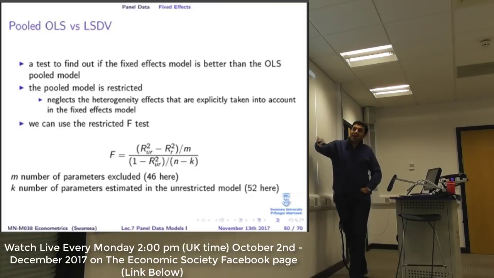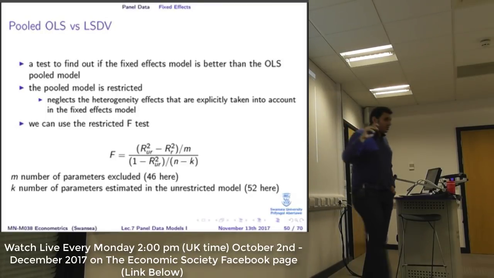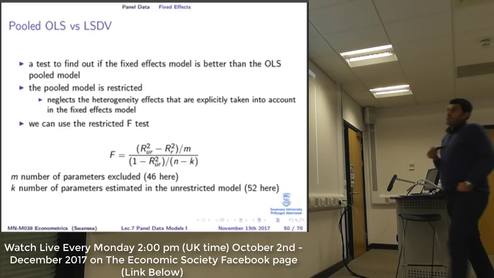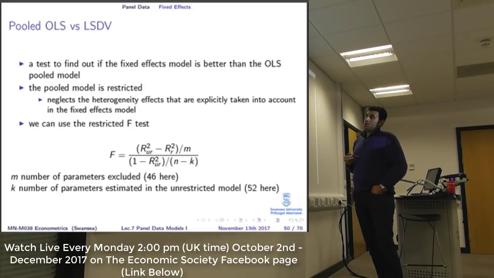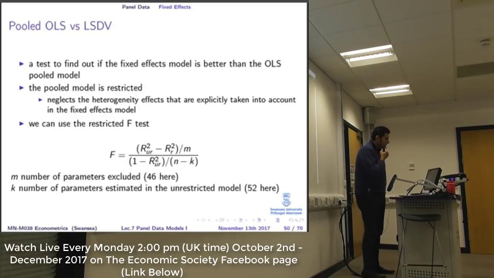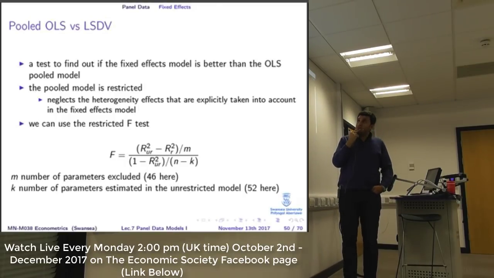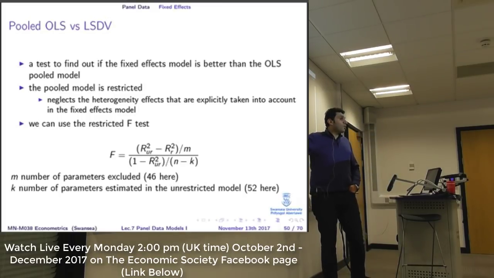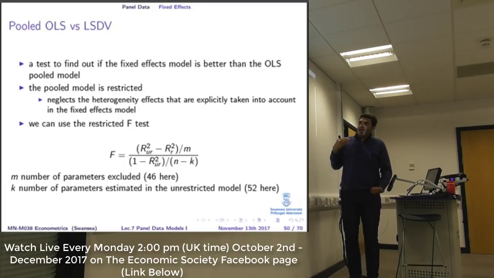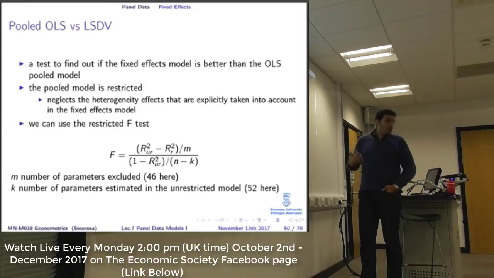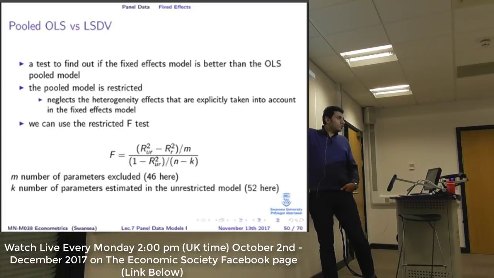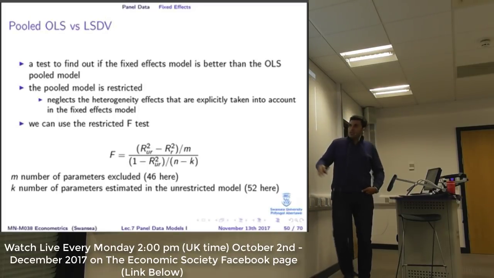The way I told you, we can actually test which one explains the charity giving behavior better, between these two models, pooled OLS or fixed effect using the least square dummy variables. We can use the restricted F-test, the one that we did in the first lecture. If we think of the pooled regression as the restricted model, because it neglects the heterogeneity effect and doesn't take it into account, and we consider the fixed effect as the unrestricted model, then we can do the F-test.